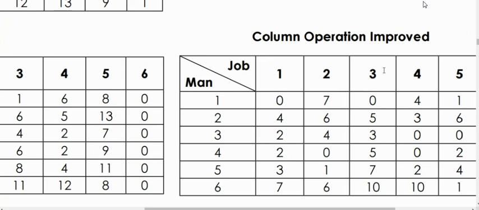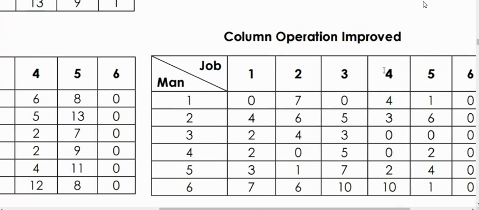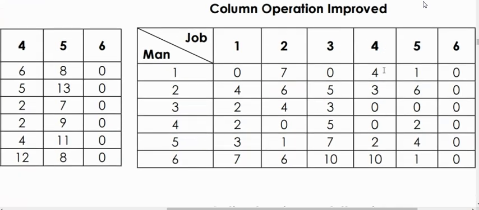So if you see, the first element is 8. 8 minus 7, 1. 13 minus 7, 6. 7 minus 7, 0. 9 minus 7, 2. 11 minus 7, 4. And 8 minus 7, 1. So we have done the column operation now. So this is how it looks after the column operation. So in 3 steps, we made 3 boxes.